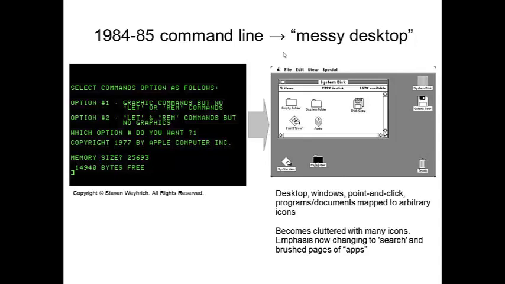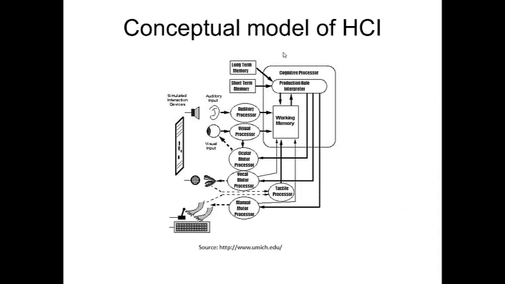I think this is now changing. This model is now becoming slightly obsolete. It's still around, obviously, but as you get more and more stuff on computers, these windows become more and more cluttered, and we're now moving more towards a paradigm which emphasizes search and brushed pages with various apps on multiple desktops. We're changing to a search approach rather than scanning this complex visual environment for the icon that we particularly need. So what is HCI?